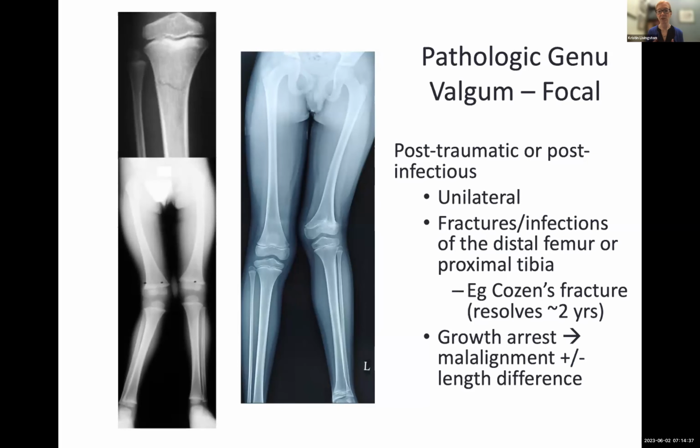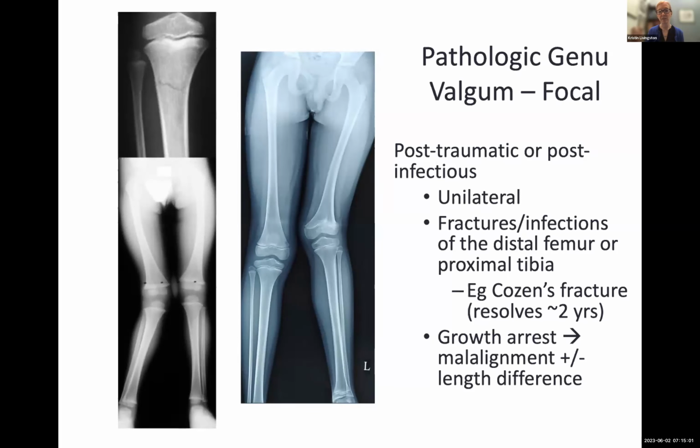So this is often going to be unilateral. Fractures and infections can commonly cause this. For example, in the top left corner, you see a picture of what we call a Cozen's fracture. And that's because it can lead to this Cozen's phenomenon, where there is this overgrowth medially as the fracture heals, that can lead to genu valgum. Now, normally this resolves after a couple of years, but it's something that has to be closely monitored.